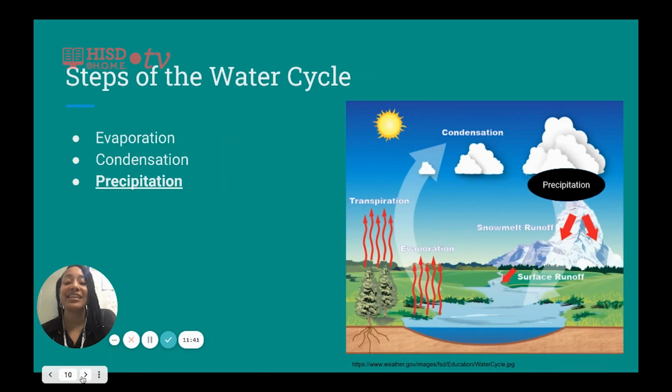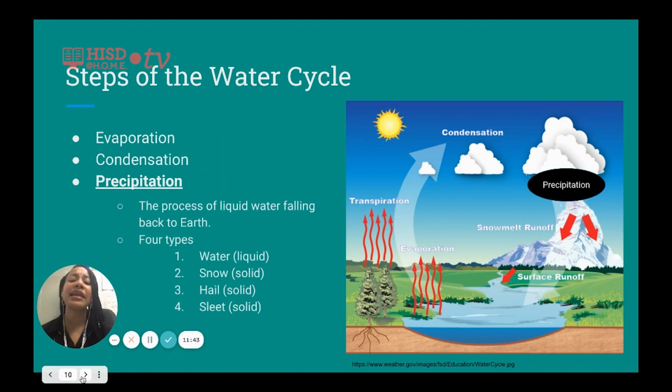Now, our third stage is precipitation. This is the process of liquid water falling back to earth. Remember, evaporation is when water goes into the atmosphere. Condensation also occurs in the atmosphere in the clouds, and precipitation is when that water comes back to earth. Again, the water cycle is made up of the earth and the atmosphere, and water transferring between the two. There are 4 types of precipitation: rain, snow, hail, and sleet.